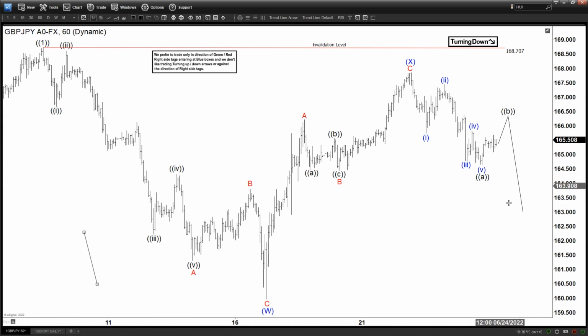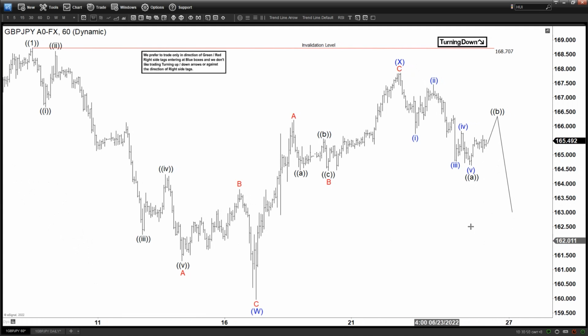We can see this one, we are looking for an ABC. So that means when we finish with this ABC over here, that ABC should be ending a W in the minor degree. Or this could be 1, 2, 3, 4, 5 ending A as well, which is also possible, right? I mean, the structure really doesn't matter that much. What's more important is looking for the downside as long as we don't break above 168.7.